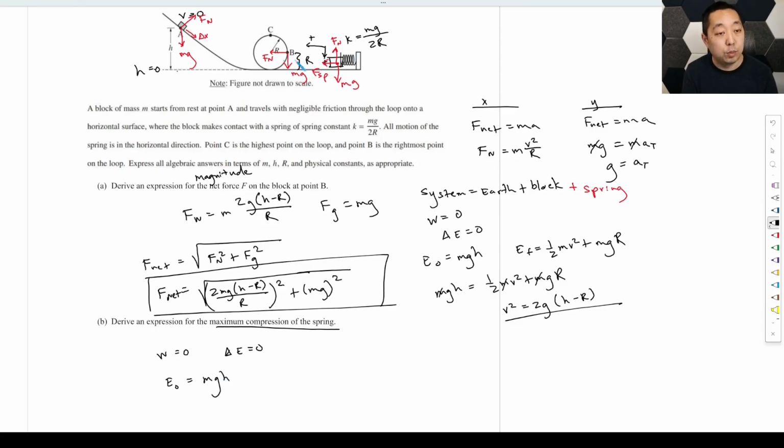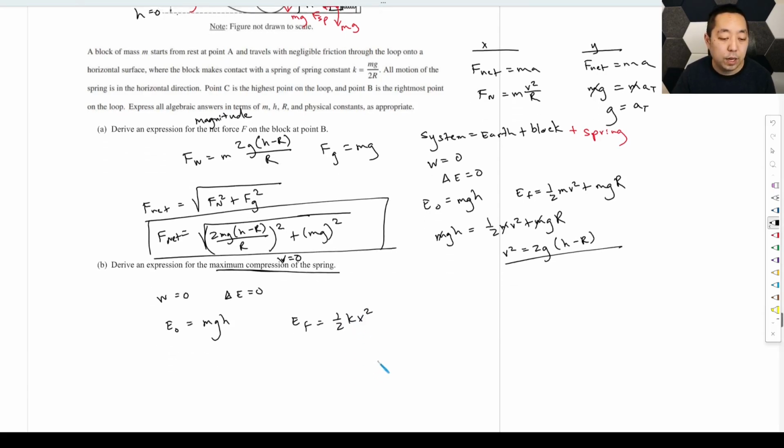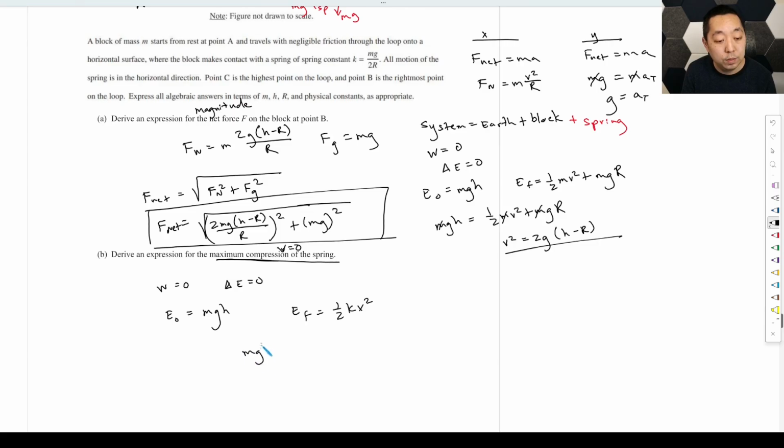The spring's not compressed at this point when the block's up here, so there's no spring potential energy. And at the end, once you're at the max compression, the velocity is 0. Because if it were still going, then that's not the max compression. So at the max compression, it's got to come to a stop because it's not going to go any further. So there's no kinetic energy. There's no gravitational potential energy because it's at h equals 0, so there's only spring potential energy, right? And so then we just set them equal to each other because the work was 0, right?